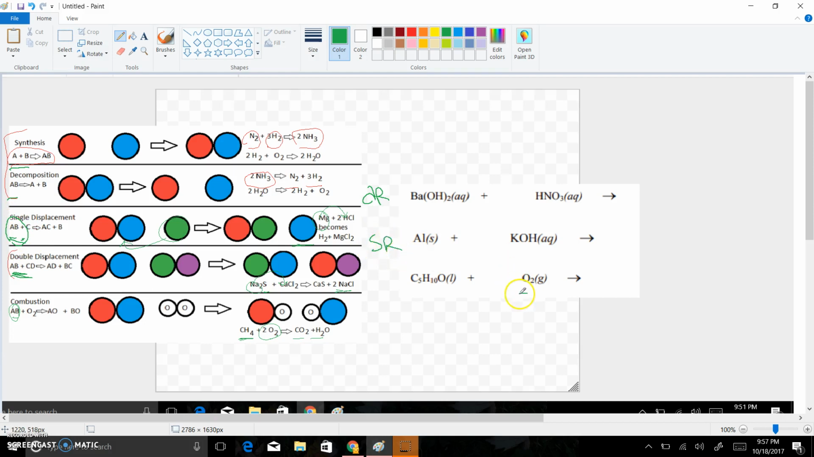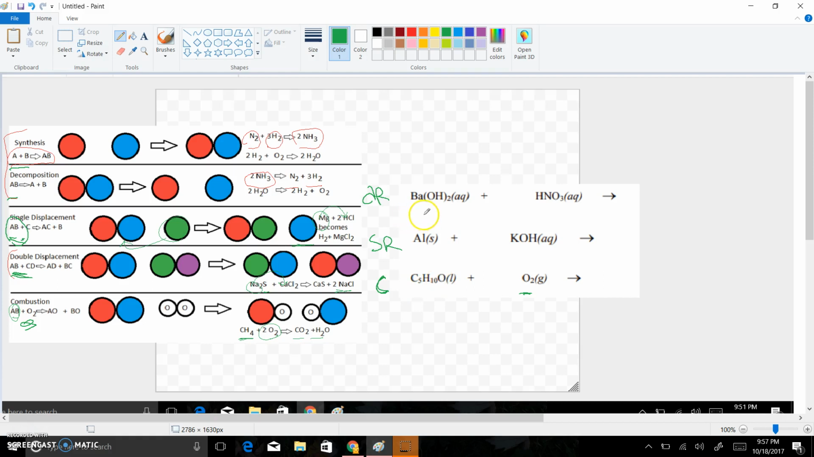Last one here, I see I have oxygen. Whenever I see oxygen as a reactant, I'm going straight to combustion, because that's the definition of it. Combustion it is. And here you can see I have some sort of CHO thing plus oxygen. It's going to make the same products every time. Okay, so let's look at it.